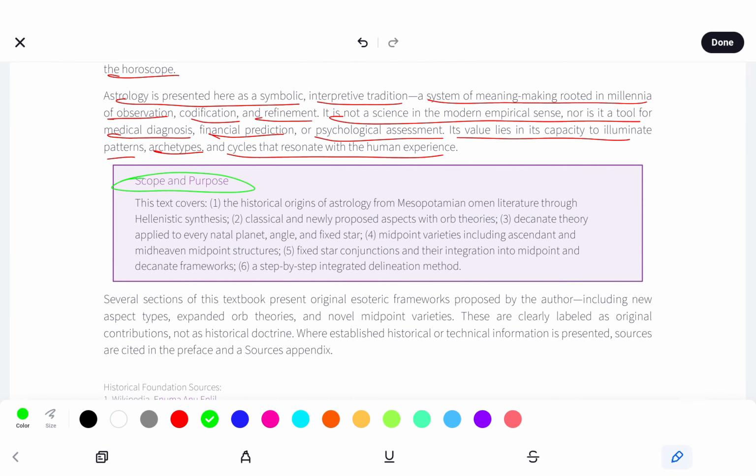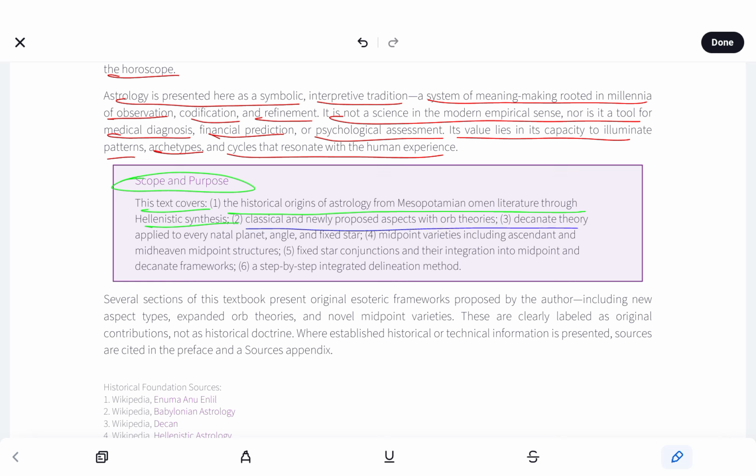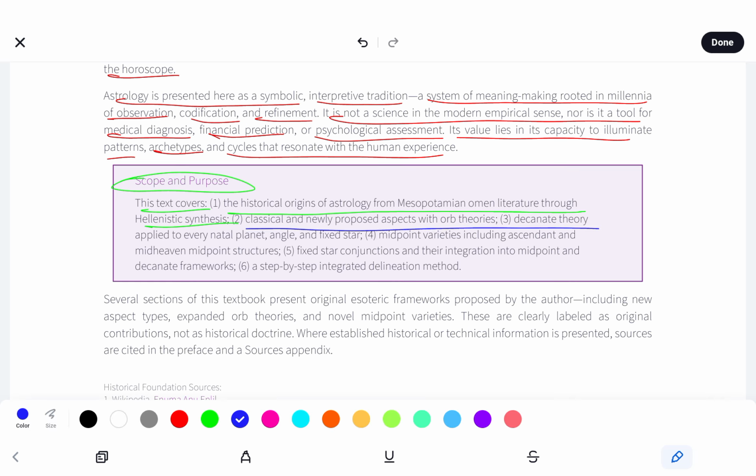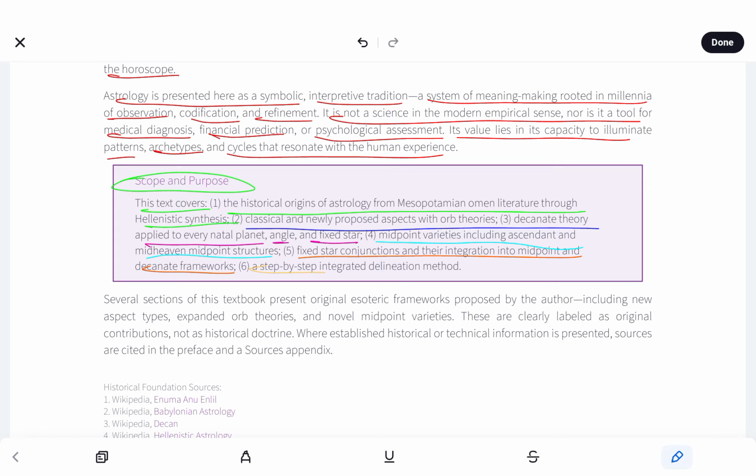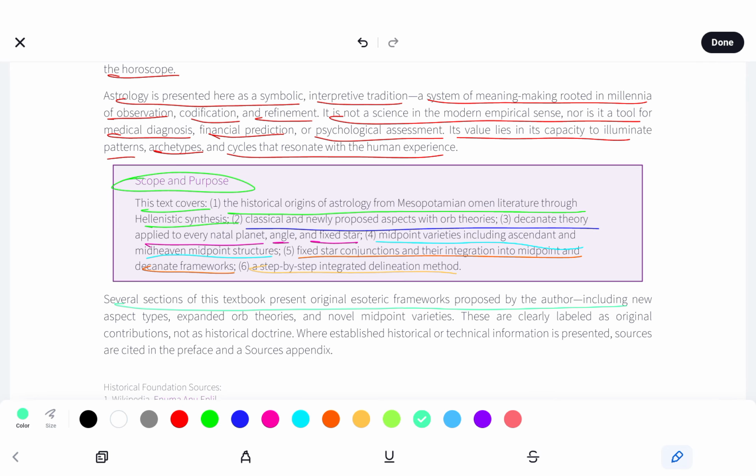Scope and purpose. So this text covers first the historical origins of astrology from Mesopotamian omen literature through Hellenistic synthesis, and classical and newly proposed aspects with orb theories, as well as decanate theory applied to every natal planet, angle, and fixed star, midpoint varieties including Ascendant and Midheaven midpoint structures, fixed star conjunctions and their integration into midpoint and decanate frameworks, and a step-by-step integrated delineation method. So several sections of this textbook present original esoteric frameworks proposed by the author, including new aspect types, expanded orb theories, and novel midpoint varieties. These are clearly labeled as original contributions, not as historical doctrine. Where established historical or technical information is presented, sources are cited in the preface and a sources appendix.